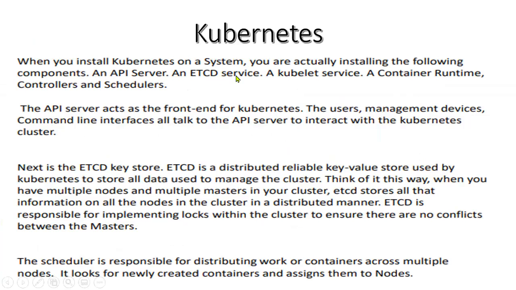So let's see etcd service. You need to know what these services are. When you install Kubernetes on a system, you are actually installing the following: API server, etcd service, kubelet, container runtime, controllers, and scheduler. etcd is the key store. It will store your information about the cluster. This is actually a database, and it should not be corrupted. If it is corrupted, you cannot get or create information about the cluster or the pods. So etcd is a distributed, reliable key-value store. A key-value store is a kind of database.